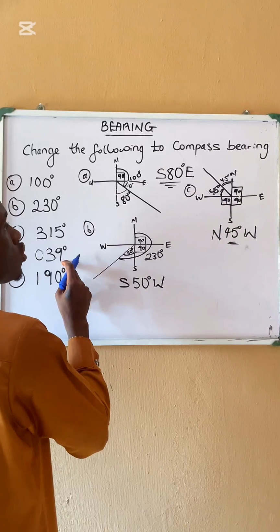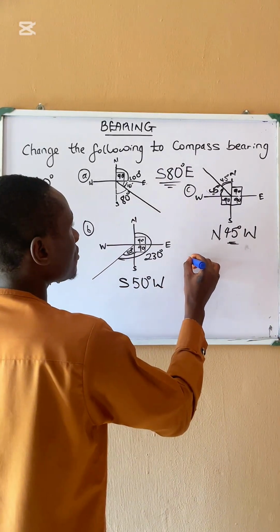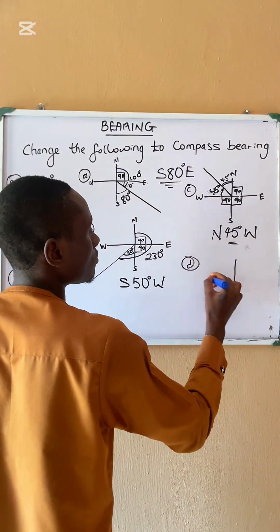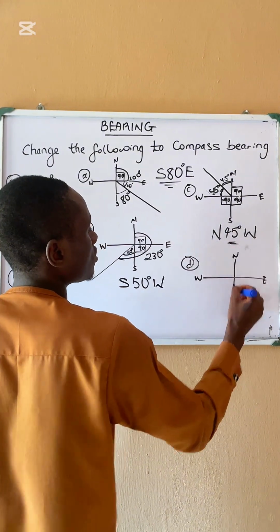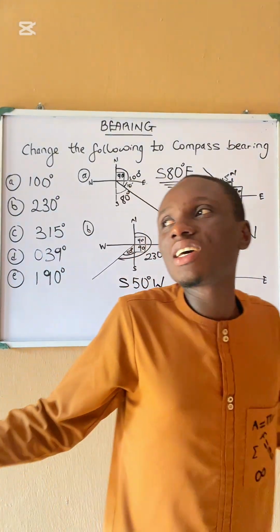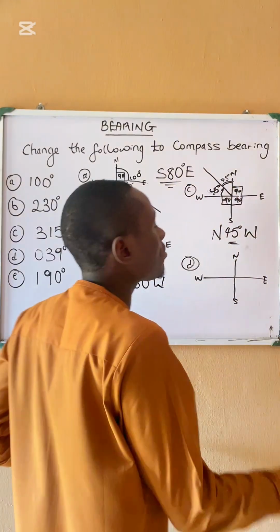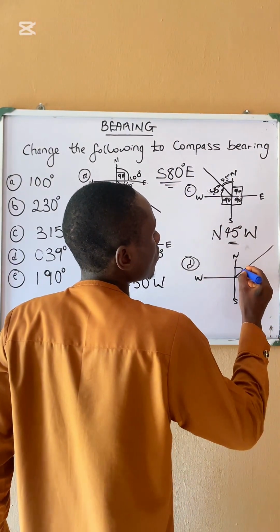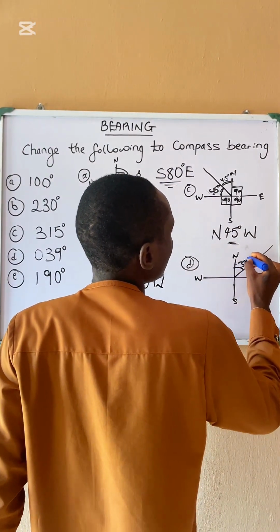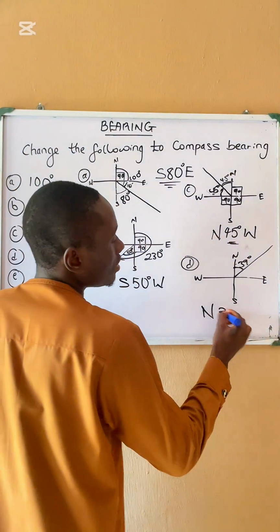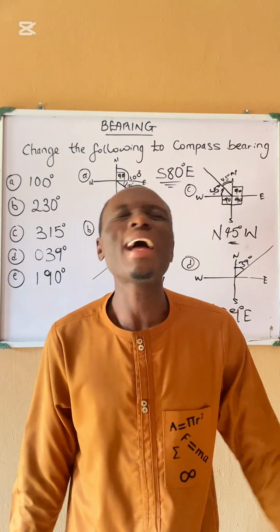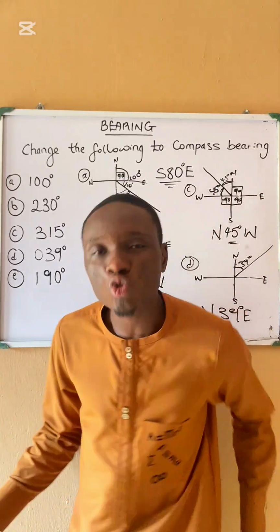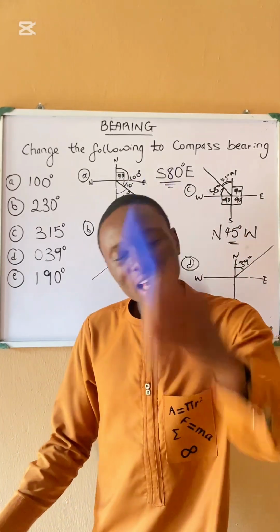I'll do this fourth one, then you do the last one for me. North, south, west, east. 039 degrees should fall in the first quadrant. It's not up to 90, so somewhere here. It's 39 degree. So our answer is north 39 degree east. If you understood this, attempt the last question. Get the answer for me.